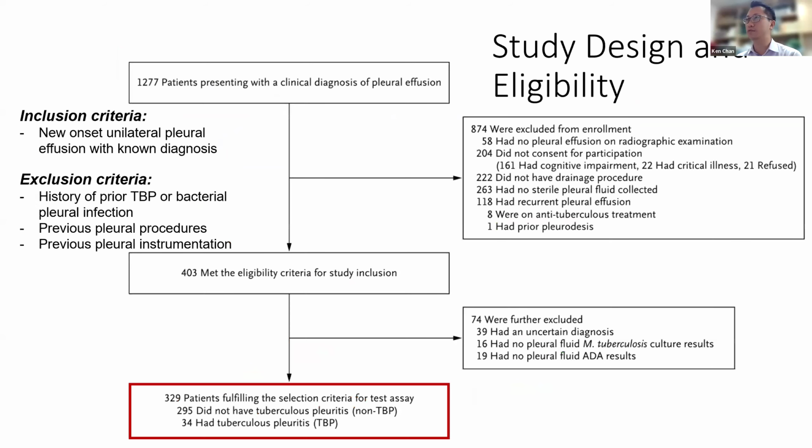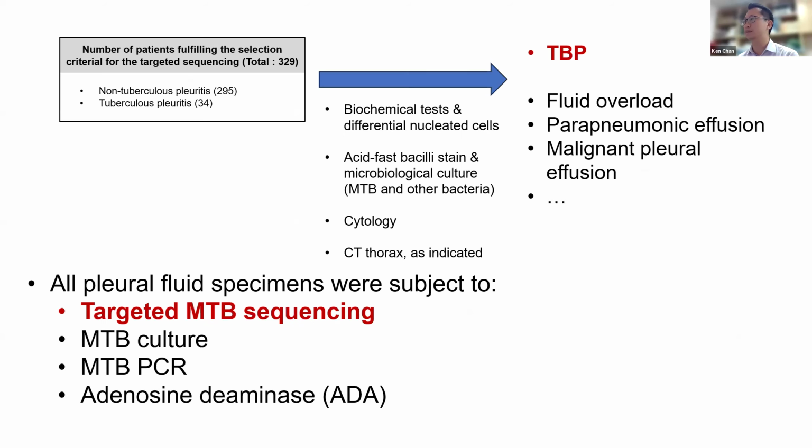We prospectively enrolled and screened more than 1,200 patients, and we excluded those patients with a history of TBP, the reason being poor instrumentation, and only included those patients with new-onset pleural effusion with no known diagnosis. Finally, 329 patients were included in the cohort, and around 1 in 10, 34 patients, had TBP confirmed. So we separated these patients into different groups, including TB, fluid overload, parapneumonic effusion, malignant effusion, etc.